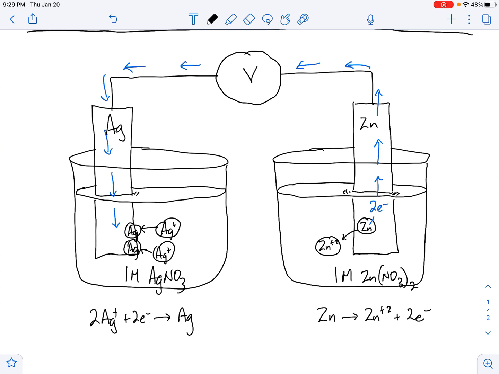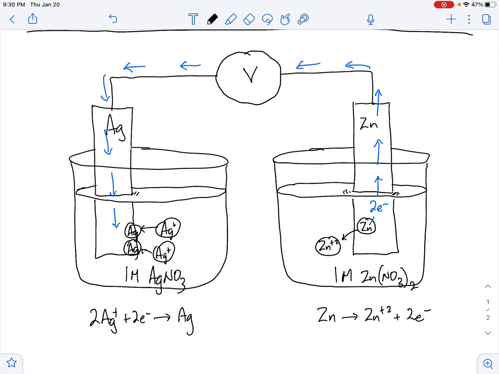And so what would happen is you'd get, well, it's called plating, and so you would get more solid silver forming on top of that silver electrode, and the mass of the silver electrode would start going up. Over in the right-hand beaker, the zinc electrode is being corroded away into ions, and so its mass would be going down, which should make sense over there.